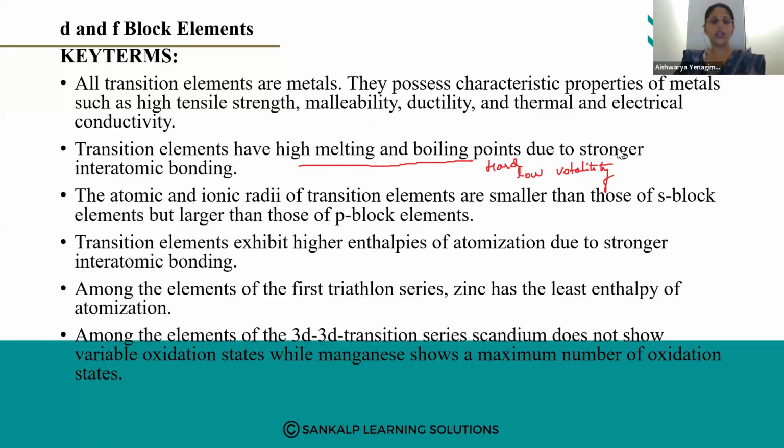So what is strong interatomic bonding? In transition elements, a metallic bond is there. The strong metallic bond is due to the involvement of unpaired electrons. So due to the involvement of unpaired electrons, the metallic bonds are stronger. In any series of transition elements, the number of unpaired electrons increases up to the middle, and then it goes on decreasing.